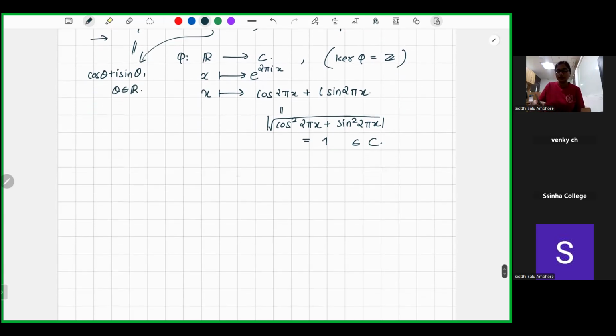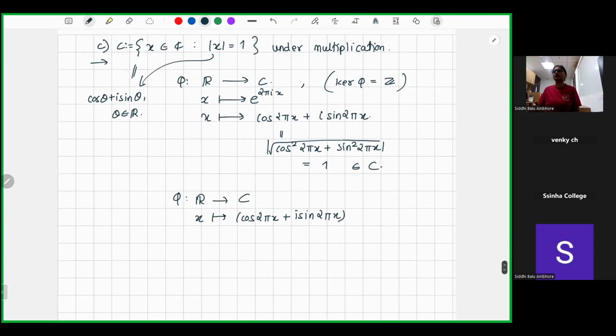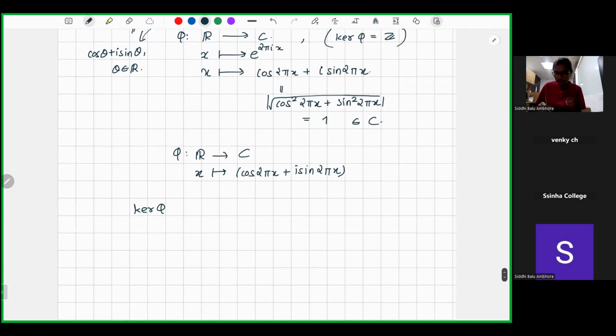Okay, so with this phi from R going to C, x goes to e 2 pi ix, or let me just write this as cos 2 pi x plus I sine 2 pi x. And what is the kernel of this map now? So the kernel of this phi is all those x in R such that phi of x is 1. Sorry, not 0. We are going from the addition group to the multiplicative group, so here it is 1.